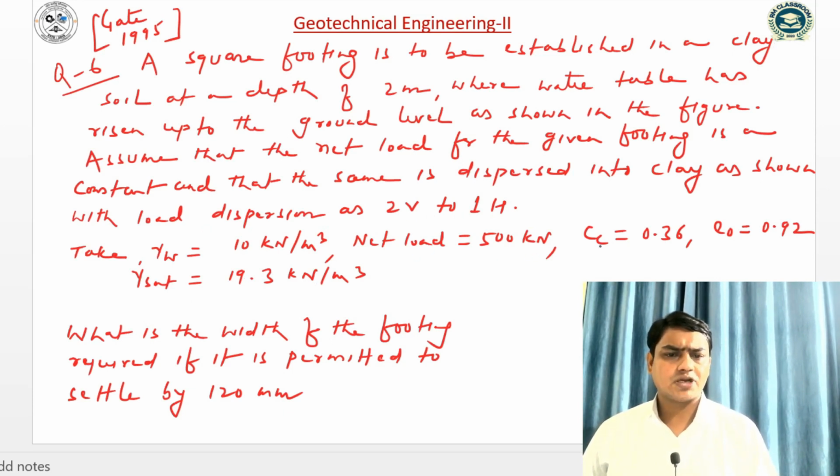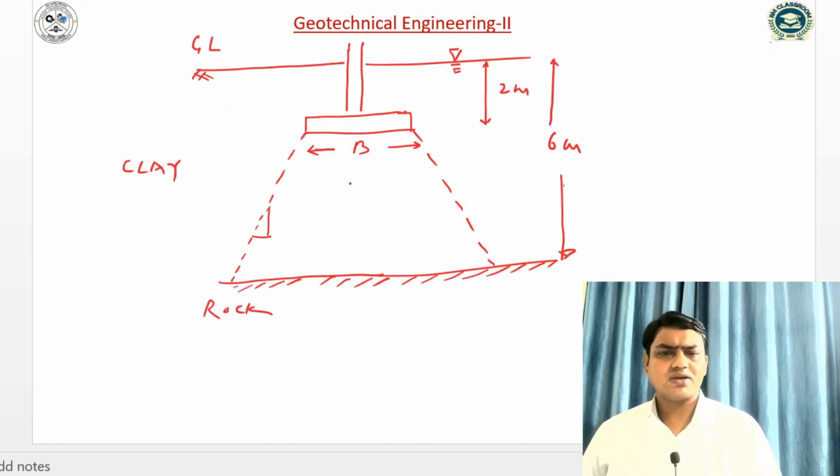Net load is 500 kilonewton. Compression index is 0.36. Initial void ratio is 0.92. Saturated unit weight is 19.3 kilonewton per meter cube. So what is the width of the footing required if it is permitted to settle by 120 mm? So the total primary consolidation settlement is 120 mm. And this is the profile given.